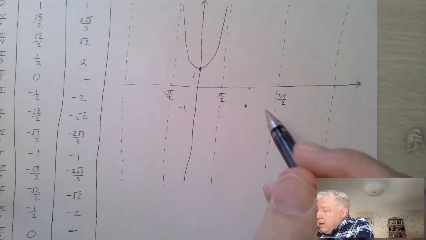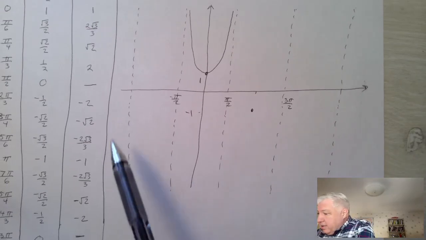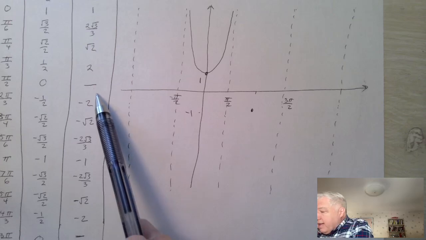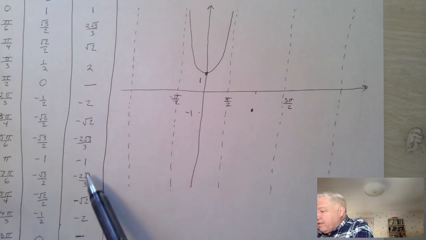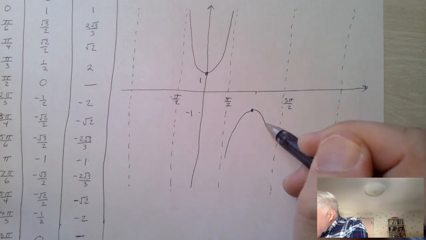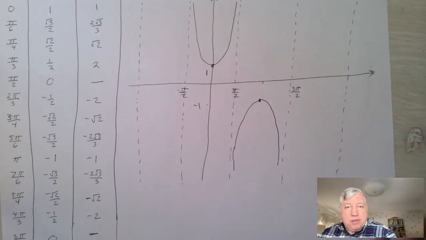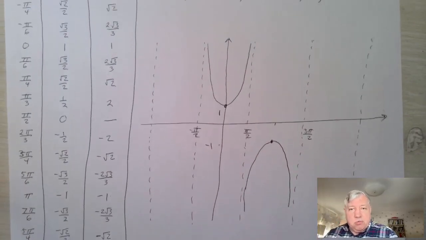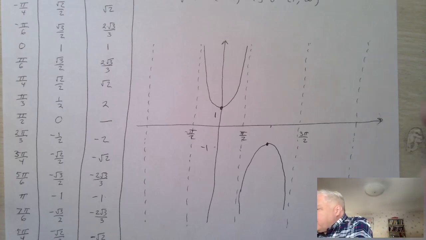Okay. And we can see that all the values are negative. They go from negative 2 to negative 1 and then back to negative 2. So it goes up and then goes down again. So we get a picture like this, and this completes one cycle of the graph of y equals secant x.